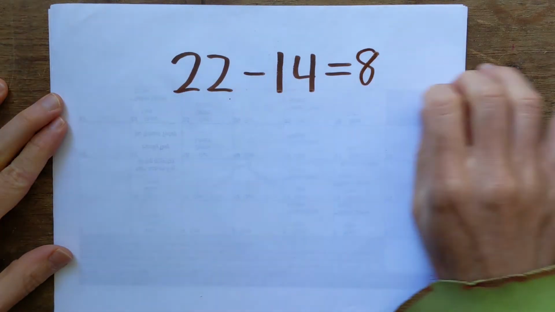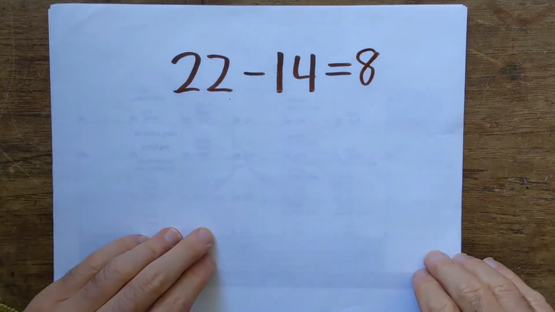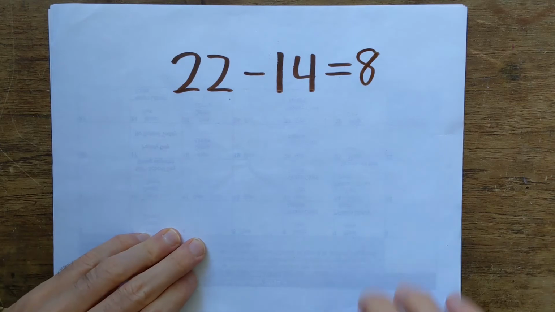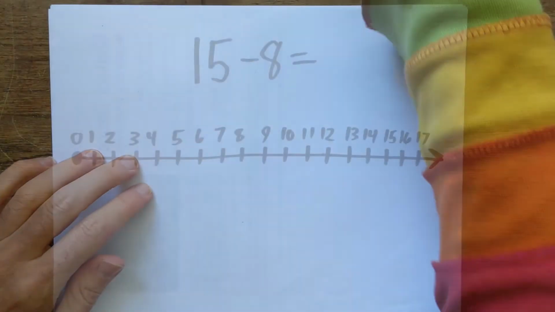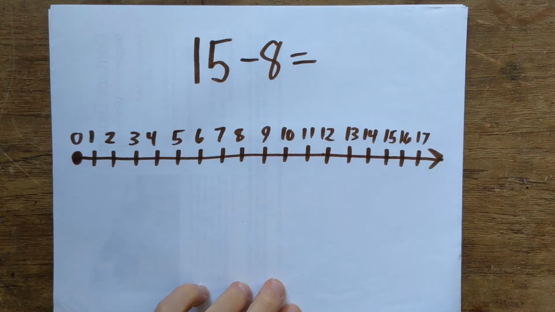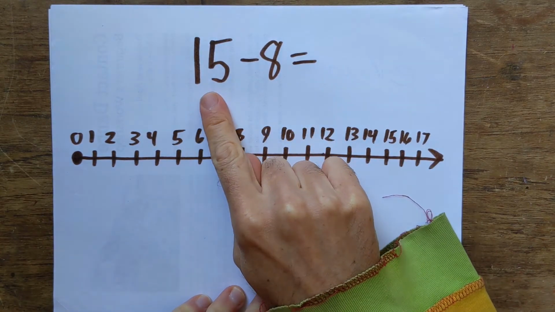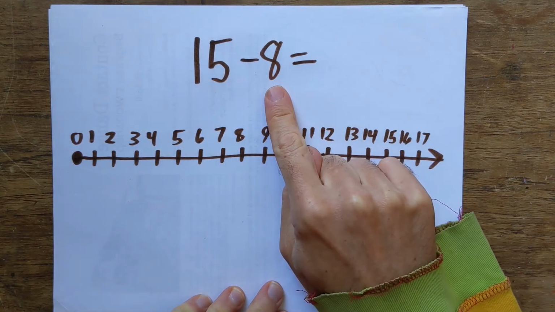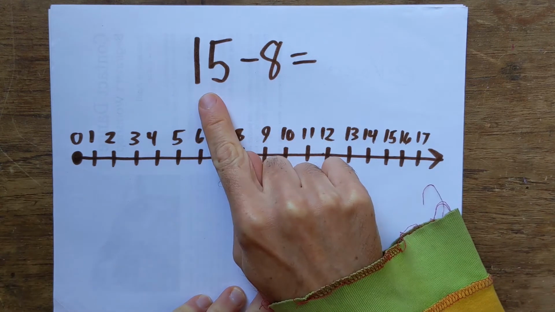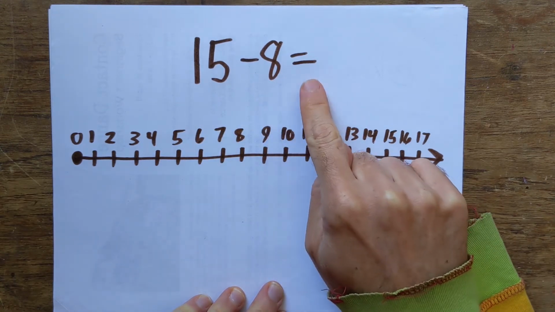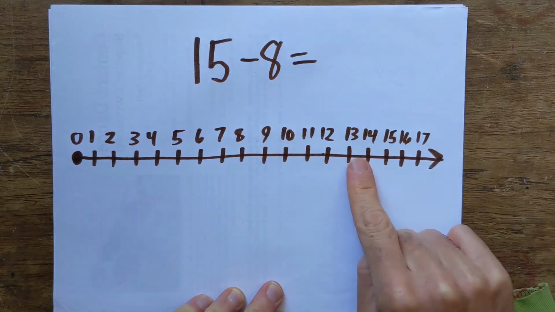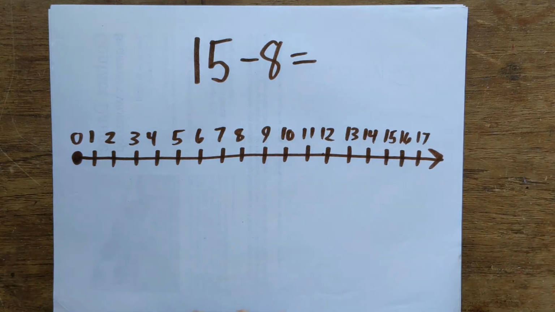The only other thing I'm going to show you is how to do it with a number line. Let's take a look. All right, here's my number line, and here's my next subtraction question. This is 15 subtract 8 equals, or 15 minus 8 equals. So I'm going to start at 15 and take away 8. So look, here's how I do it.